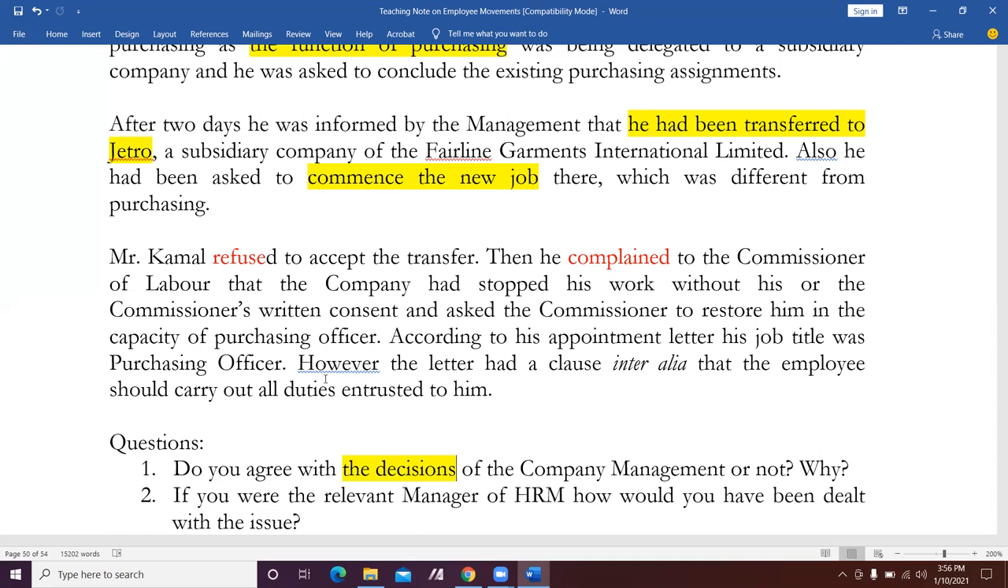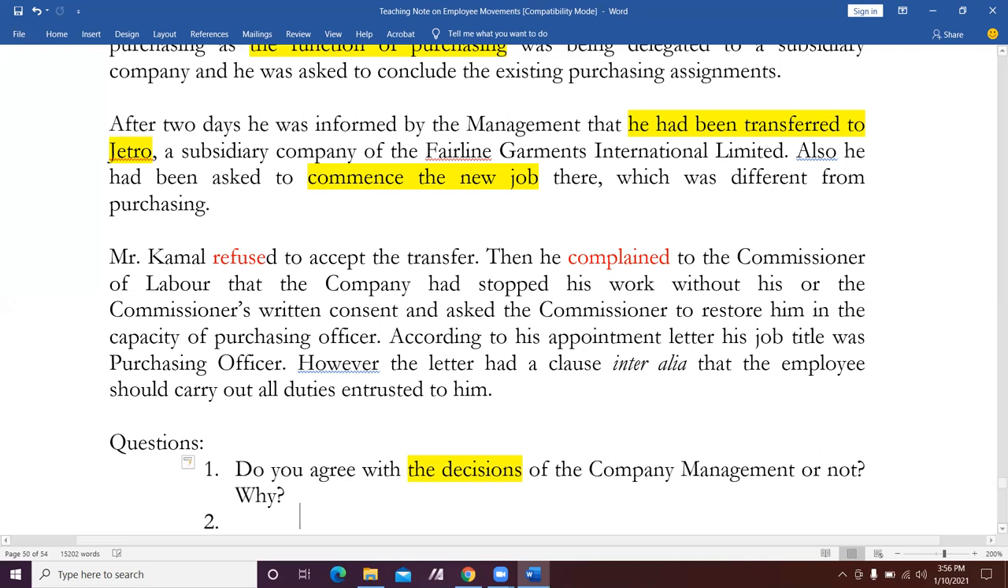Right. Then the decision of transferring. Normally, okay, let me, right. I do not agree with the decision of transferring. Why? Reason one. Okay, so I am giving.